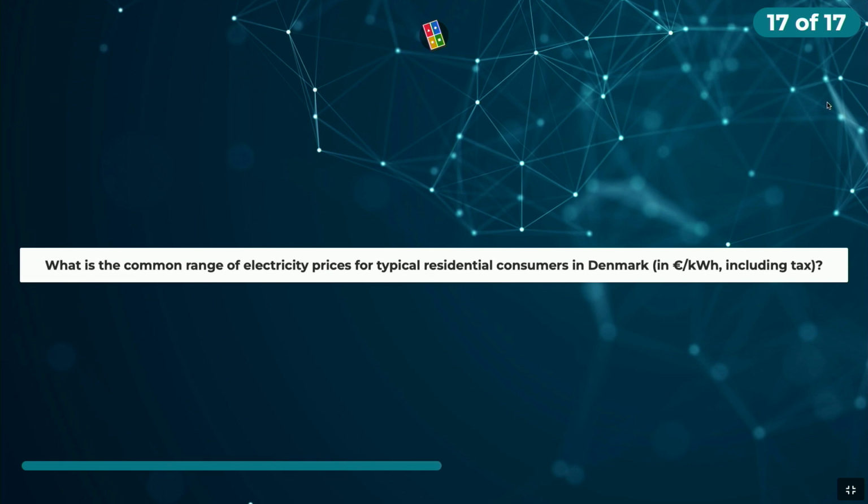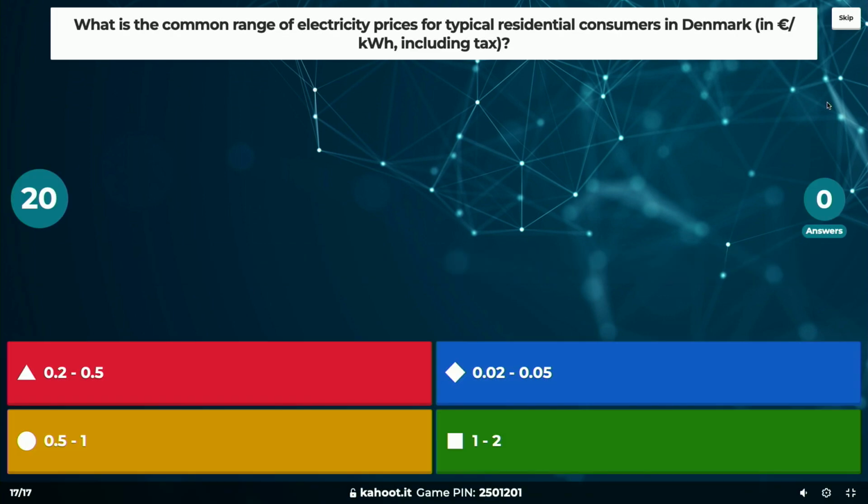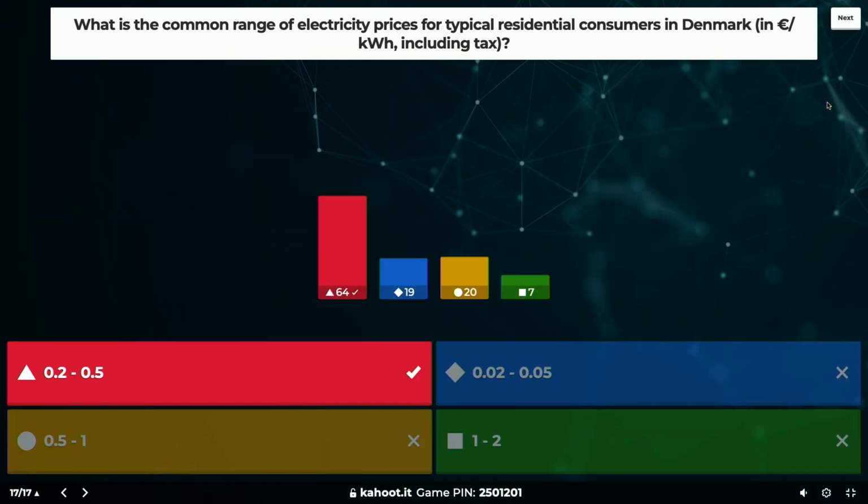In euro per kilowatt hour, not krona, euro. A bit tricky. Yes, it's the red one. 0.2 to 0.5.